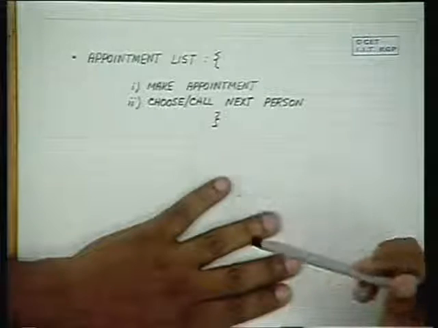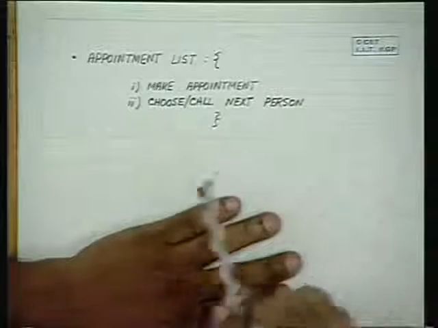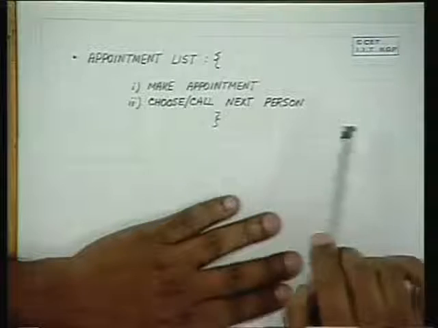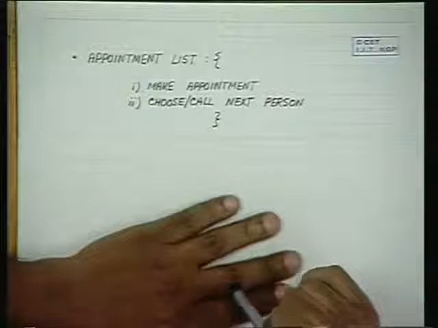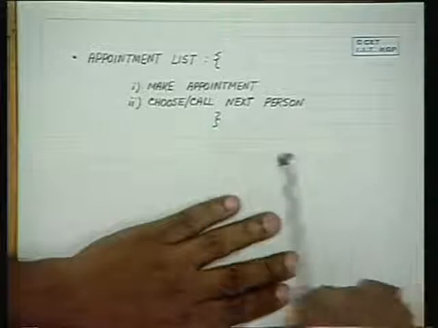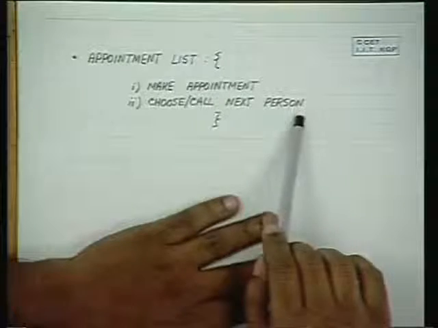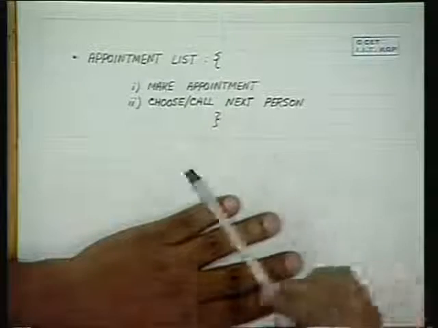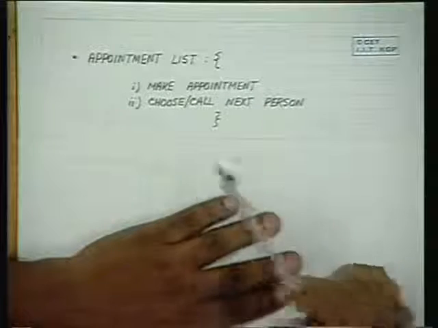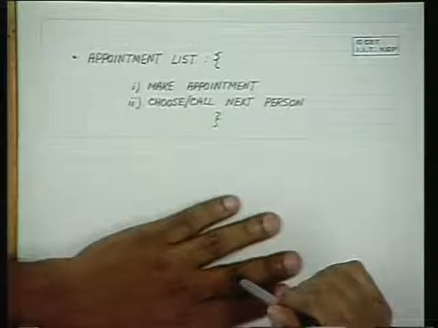Or in a more complex situation, you can ask for an appointment for a particular time slot and you will be given that time slot to come for. That is, you come between 10 and 11, and between this time your appointment will be given. Somebody may ask for a time slot between 10 and 12. Then choosing or calling the next person will be more complex, because many people will be overlapping between 10 and 11, and you may have to form a queue out there, or you may have to make a certain prioritized operation out there.